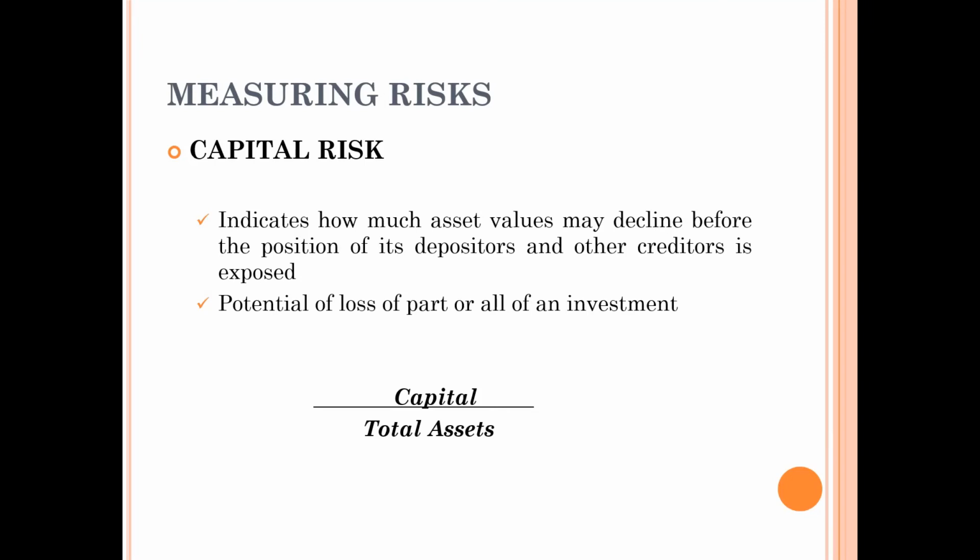Fourth, we have the capital risk. It indicates how much asset values may decline before the position of its depositors and other creditors is exposed. It is the potential loss of part or all of an investment. So the formula is capital over total assets.